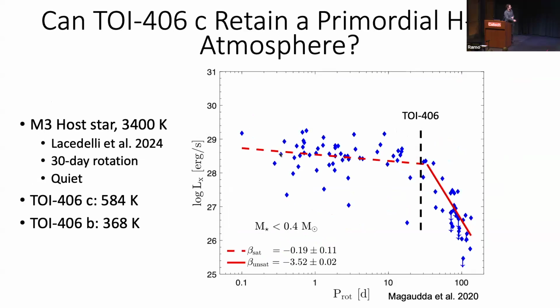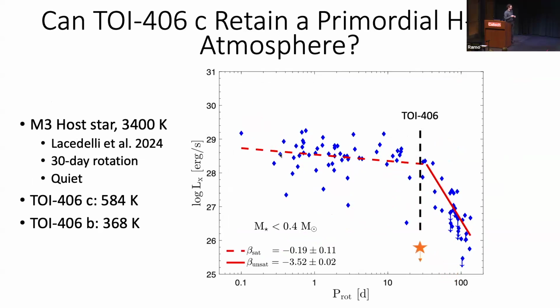So we stared at this star with XMM Newton for a lot longer, for 3 times longer, to ensure that even if the X-ray luminosity is a lot lower than the population distribution near this transition from the saturated to unsaturated regime, we would still be able to detect it. And the result was we were wrong. We couldn't detect it. We didn't get any photons from TOI 406. Well, we did. We got background photons for TOI 406. And so what we were able to do was place a 95% upper limit on the X-ray luminosity of this host star, and again, couldn't break the degeneracy in planet composition for this system.